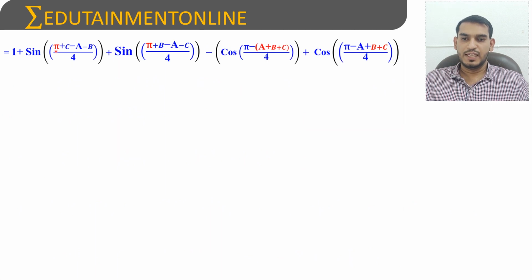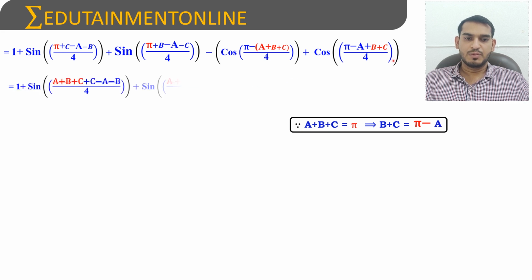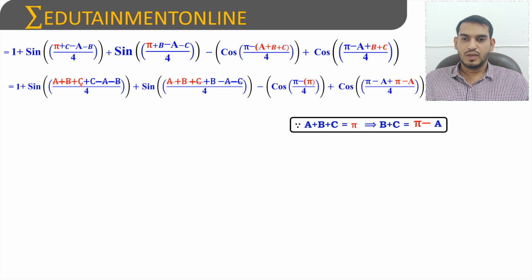Now here π plus C, in place of π we can write A + B + C for the first term, since A + B + C is π. In the last term we can replace B + C as π − A. So A + B + C in place of π, and C − A − B. Minus A minus B is cancelled with plus A plus B. Here in place of π we are writing A + B + C. Again minus A minus C will get cancelled with A and C. So we have B and B here. Here we have π − A + B + C is π only. So π minus π is 0. This term will become 0.